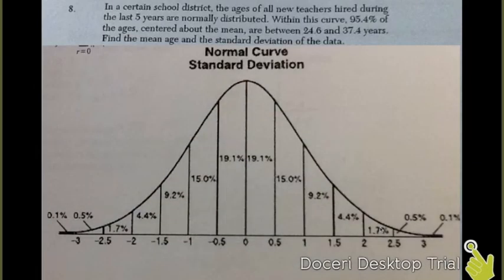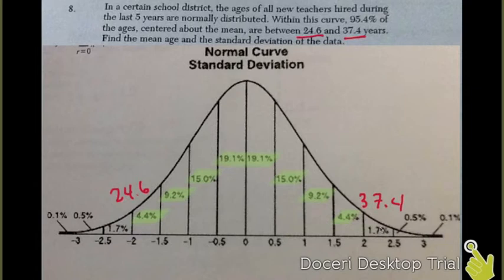Next question. In a certain school district, the ages of all new teachers hired are normally distributed. Within this curve, 95.4% of the ages, centered about the mean, are between 24.6 and 37.4. Well, it really helps that we know that if you add all of these up, you end up with 95.4 from the last problem. So we know right away that 2 standard deviations below is going to be 24.6, and 2 standard deviations above is going to be 37.4.